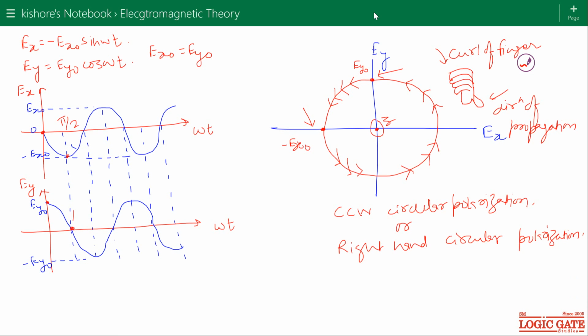Here the phase difference between the two components is 90 degree. Phi x is 90 degree, phi y is 0, so delta phi is 90 degree, or pi by 2. If delta phi is pi by 2, then also the resultant will be the same. For pi by 2, 5 pi by 2, 9 pi by 2 we will have the same resultant.